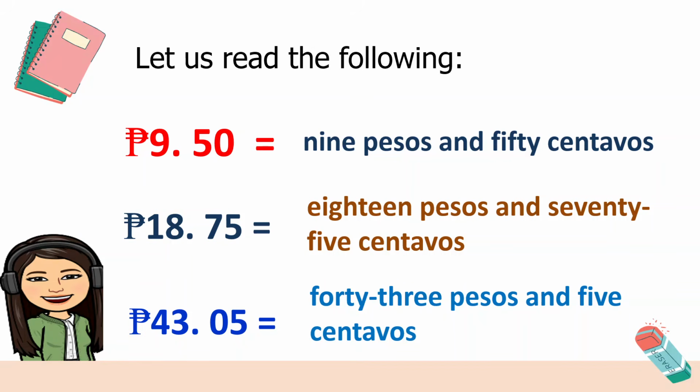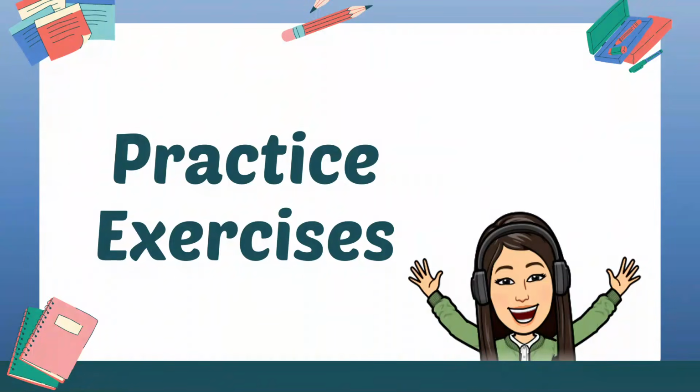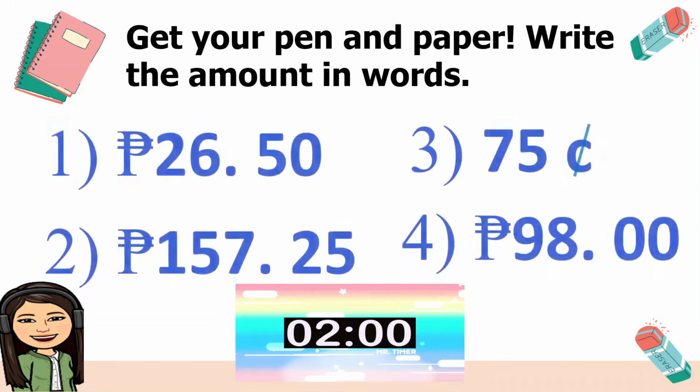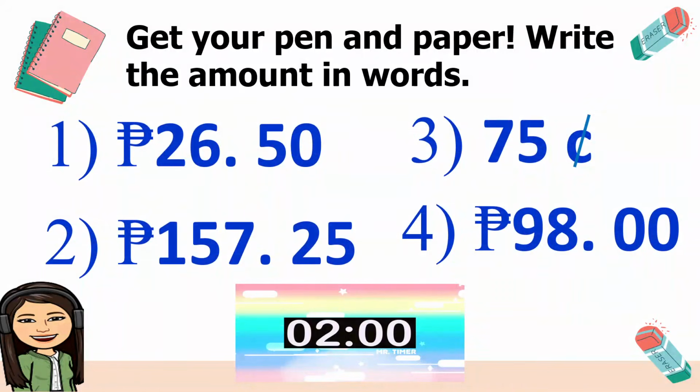03 until 09. Okay, alright. So let's have a practice. Get your pen and paper. Okay, you're going to write the amount in words. There are 4 items. I will give you 2 minutes to write this amount in words. Okay, ready? Go!